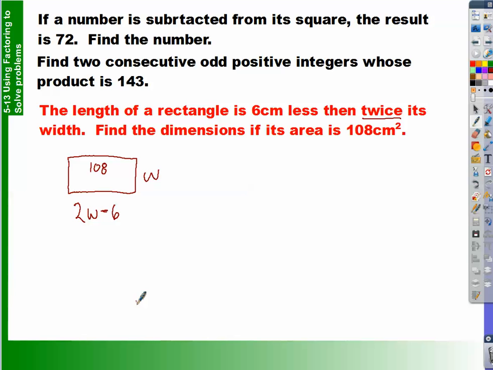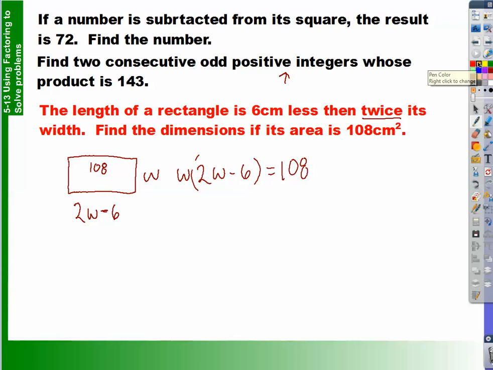Sophie? So wouldn't you do 2W minus 6 times W equals 108 and then play the game? This is just like this previous problem right here, isn't it? Yeah. So what's the first thing we're going to do? What's the first thing that we needed to do in the previous problem? Michael? We absolutely could subtract 108, but even before we did that, what did I do? I expanded it.